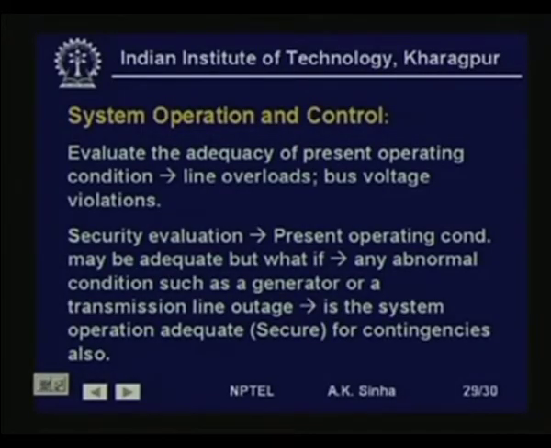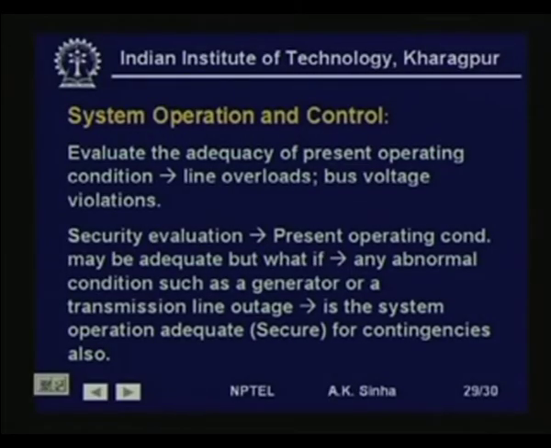If n elements are working in a system, then if one element goes out with n minus 1 elements in the system, are we able to run the system without any violation of the operating conditions? That is, no overloading of lines, no voltage limit violations, then we call the system n minus 1 secure. So, security evaluation in the operational planning, that is for the real time application, we need to do. So, again here what we are doing, the present operating condition may be adequate, but what if any abnormal condition such as generator or a transmission line outage takes place? What is going to happen?